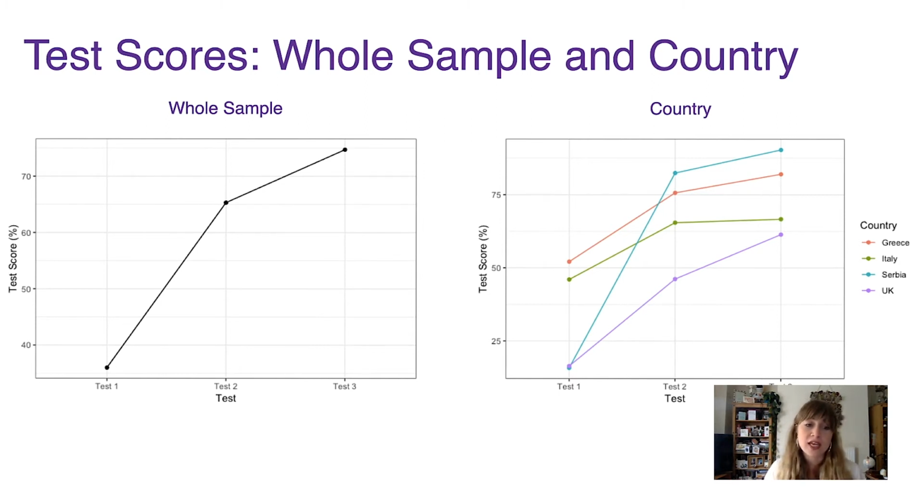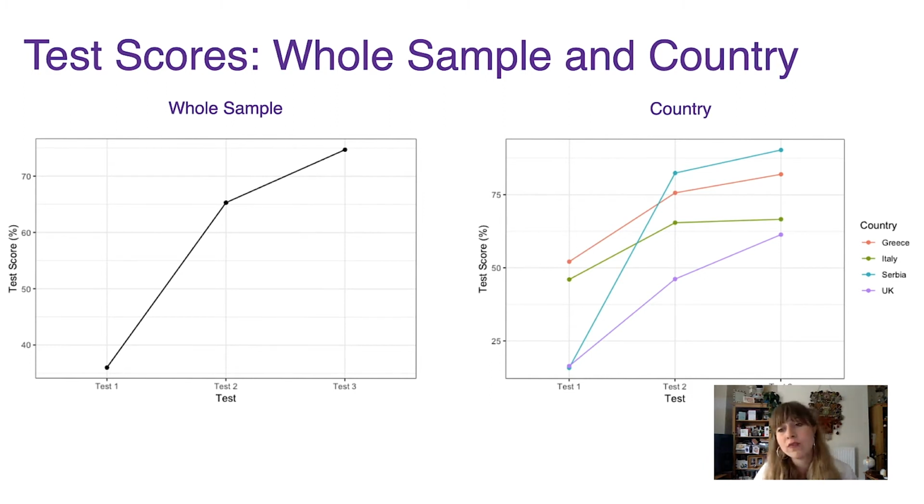And we can see that it's around, on average, 45% in the whole sample. Then when we get to test 2, we see this really rapid increase in test score, hitting around 65% on average. So we have this real increase in score. And then when we come to test 3, it increases further, maybe not by so much, but we've got around 75% as the average score.